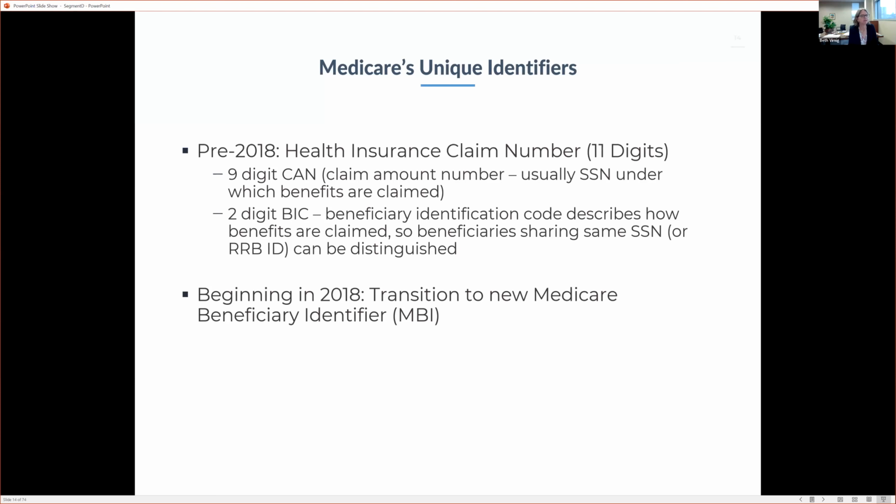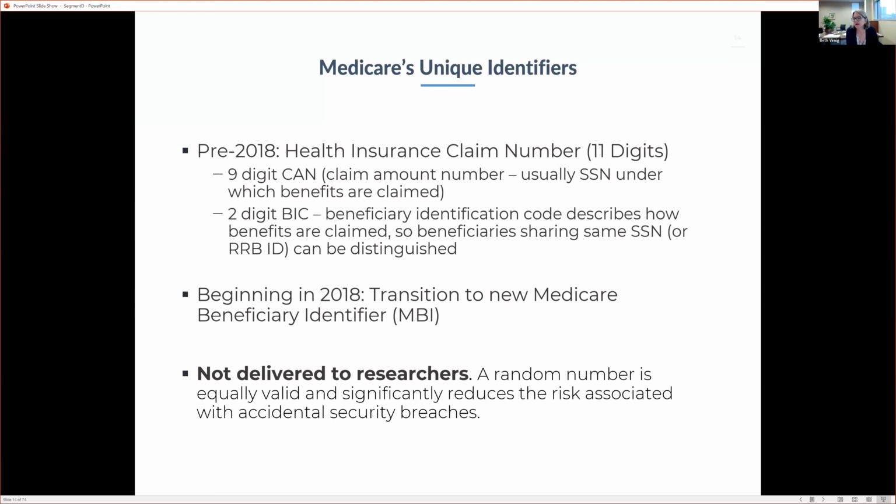So what happened starting in 2018 is they created what was called a new beneficiary identifier, and it was a random number without any embedded information. So now if you were to look at your grandparents, at your parents, at your aunt's Medicare card, there's no embedded information. And if they lose their card, it's a pain, but they don't have to worry about anything else going along with it.